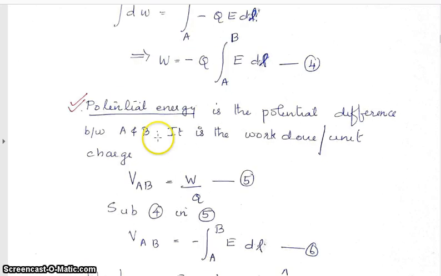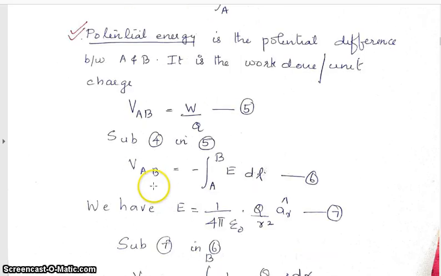Next we will see what is potential energy. Potential energy is a potential difference between those 2 points, that is A and B. Or in other words, it is a work done per unit charge. That is VAB is equal to W by Q, where VAB is the potential energy between the 2 points A and B. Now I am substituting 4 in 5. So I can write VAB is equal to minus Q integral E dL divided by Q. So Q and Q get cancelled. So I can write VAB is equal to minus integral A to B E dL.